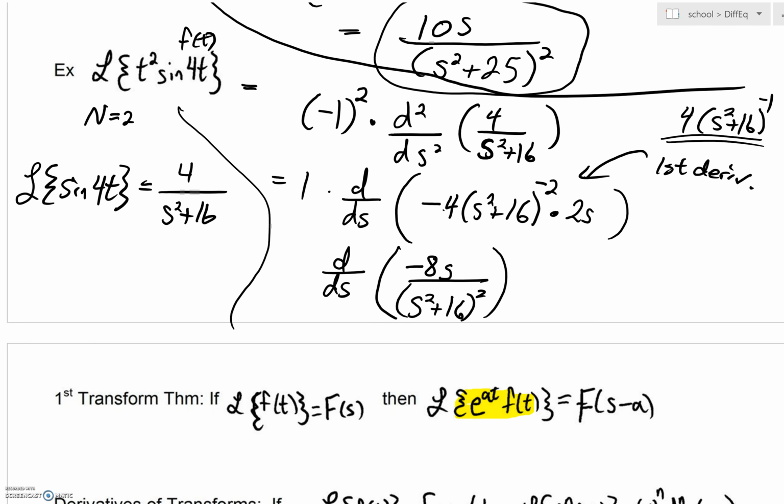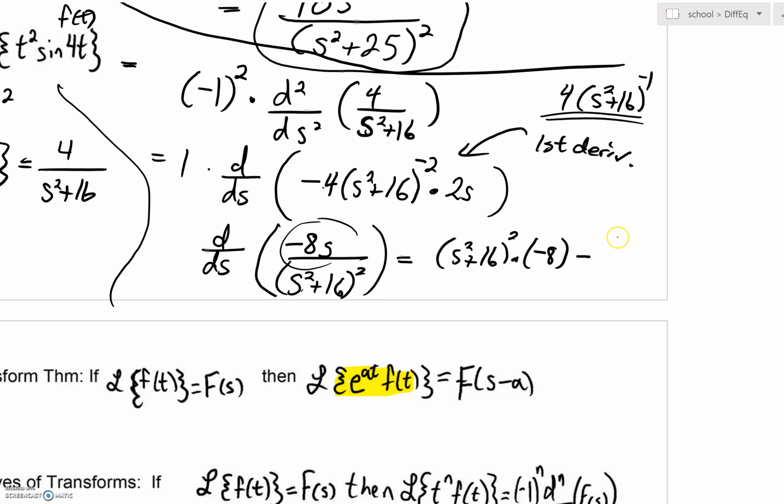You could use a product rule. I'm going to use the quotient rule, though. We'll have low. Here's s squared plus 16 squared. D high, what's the derivative of our high function? Negative 8, right? Minus high.